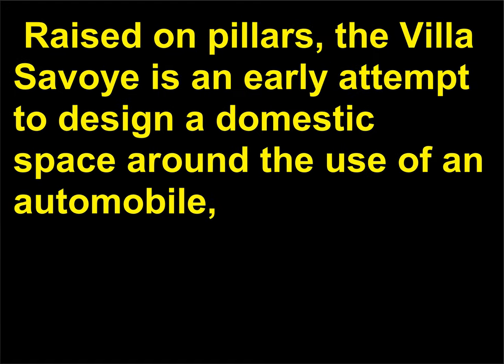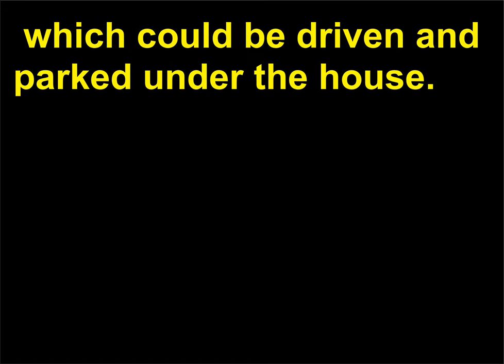Raised on pillars, the Villa Savoye is an early attempt to design a domestic space around the use of an automobile, which could be driven and parked under the house.